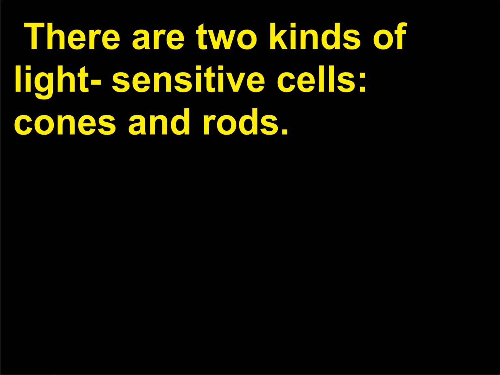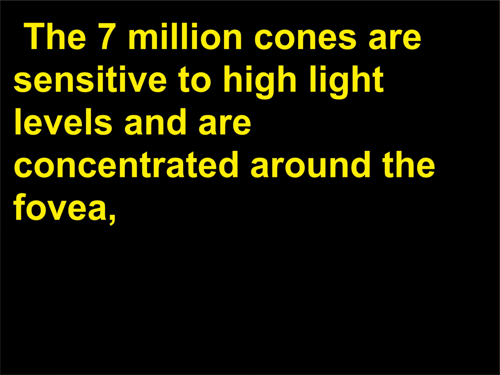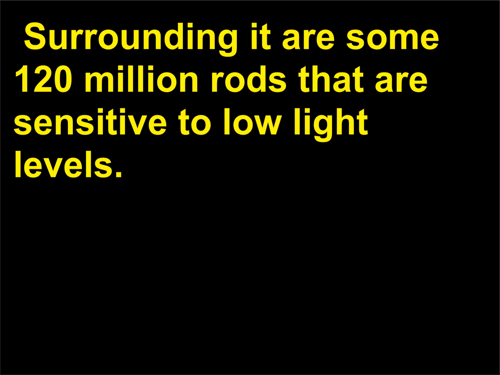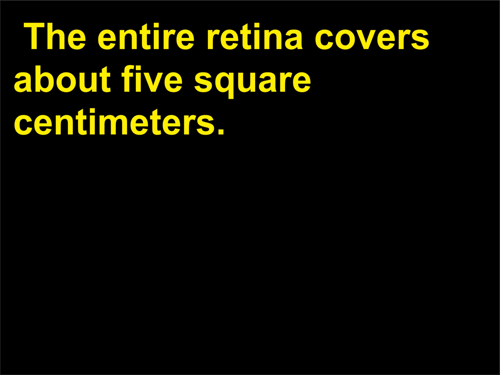There are two kinds of light-sensitive cells, cones and rods. The 7 million cones are sensitive to high light levels and are concentrated around the fovea, the part of the retina directly behind the lens. Surrounding it are some 120 million rods that are sensitive to low light levels. The entire retina covers about 5 square centimeters.